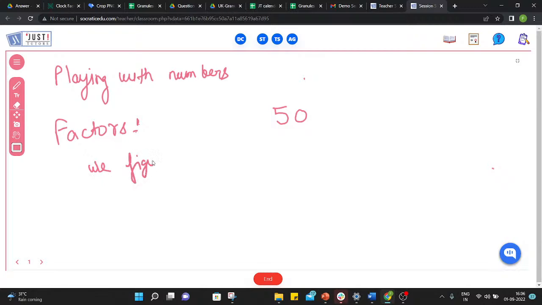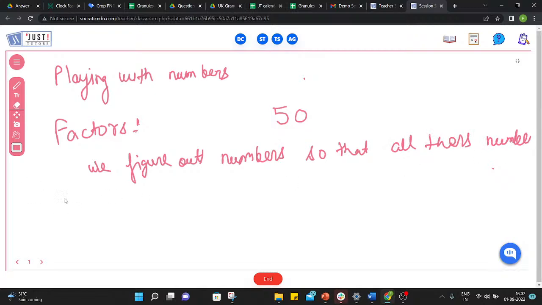We figure out numbers so that all those numbers multiply to 50. What does that mean? इसका मतलब ये है कि हम जब उन सब नंबर्स को मल्टीप्लाई करेंगे तो हमें 50 आना चाहिए, और जिन नंबर्स को हम मल्टीप्लाई करेंगे वो कहलाएंगे फैक्टर्स ऑफ 50.